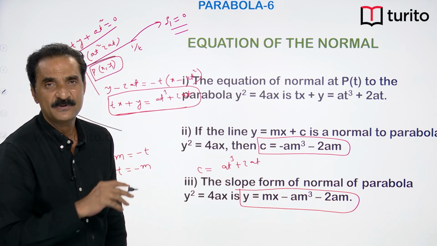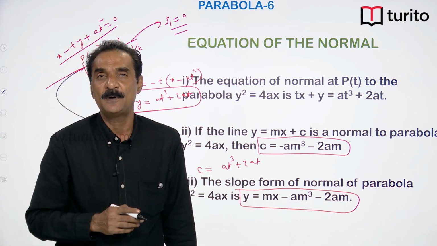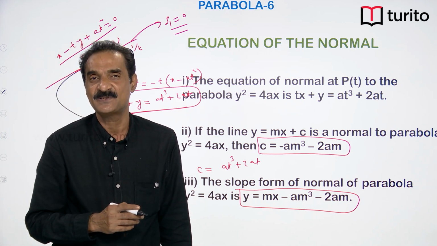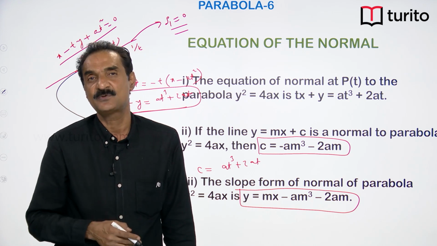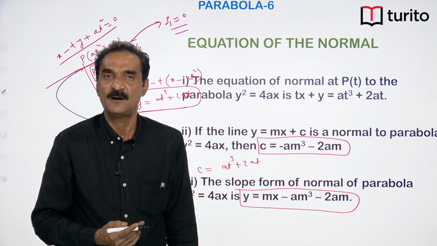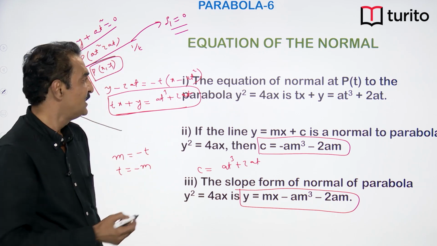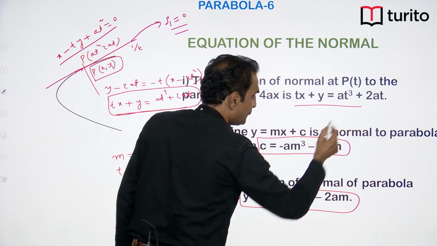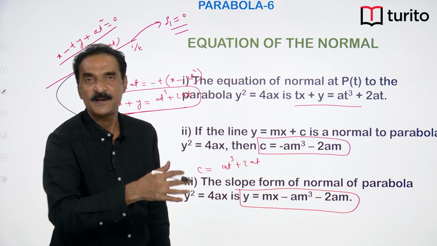Okay. We have also studied that the slope form of the tangent is y is equal to mx plus a by m. Similarly, this is the slope form of the normal. So, whenever you want to take the equation of a normal of the parabola y square is equal to 4ax, you take either the parametric form or the slope form depending on the question.